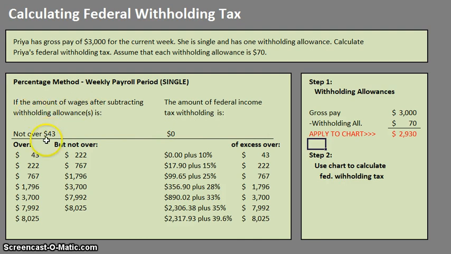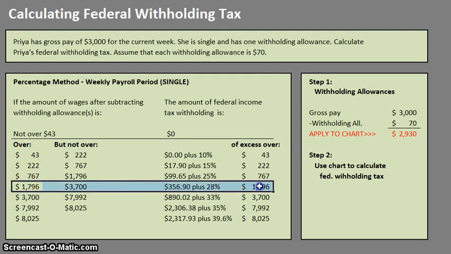Now, the chart basically is telling you if the amount of wages after subtracting withholding allowance, which we just did, is this amount, then this will be the tax that we have to apply. So in this case, Priya has $2,930 for the current week. So let's go ahead and find which bracket Priya is going to be in. This is going to be Priya's bracket.